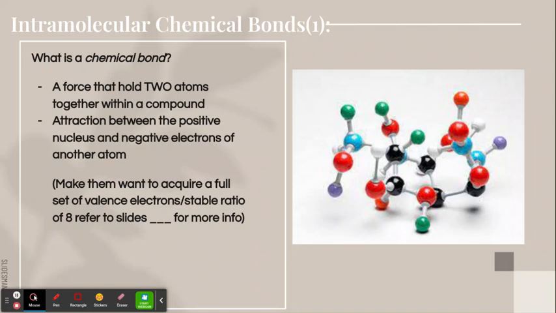It's an attraction between the positive nucleus and the negative electrons of another atom, and this is what makes them want to acquire a full set of valence electrons in a stable ratio, and you will see in later slides what I mean by acquire a full set and the stable ratio. But here in this image, you can see we have multiple atoms being held together.